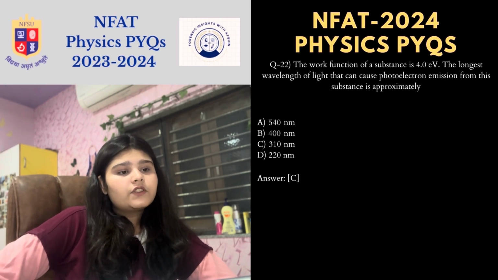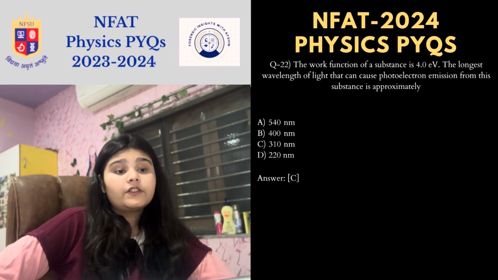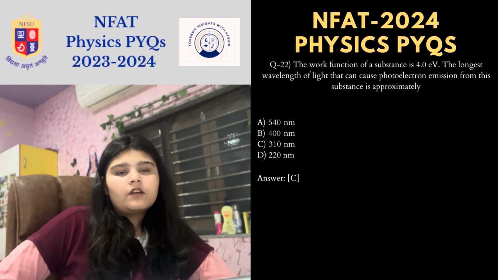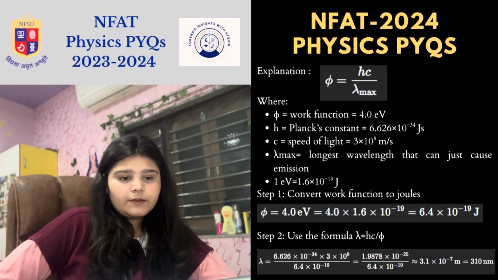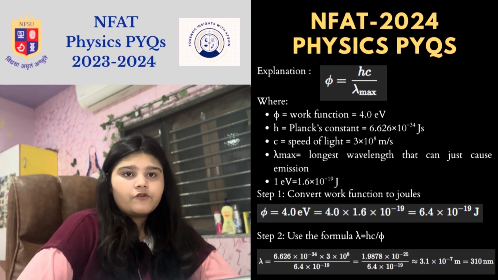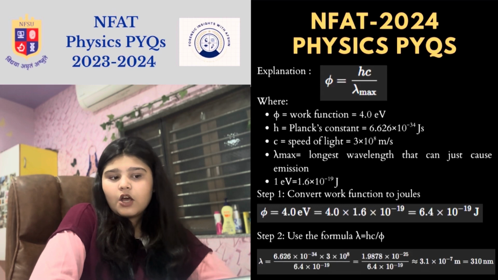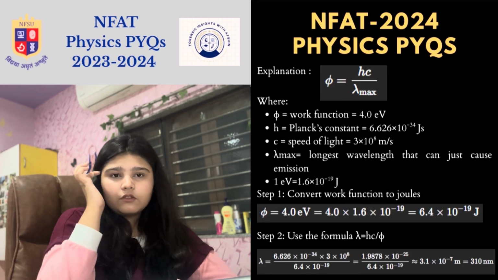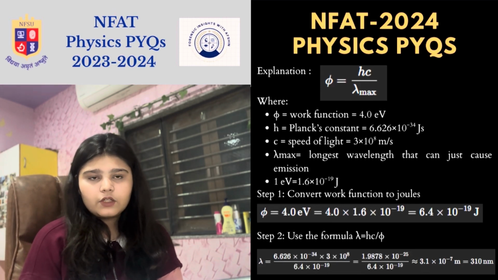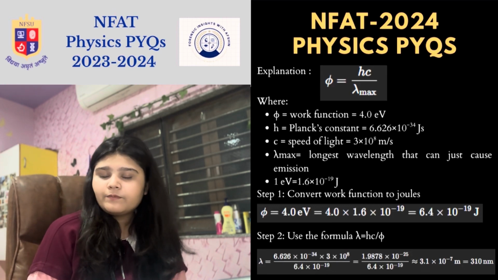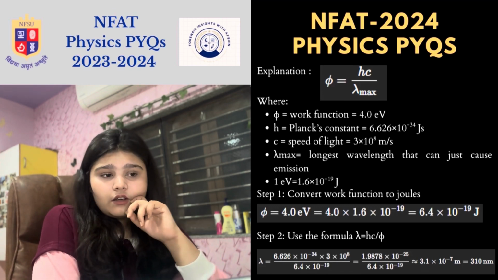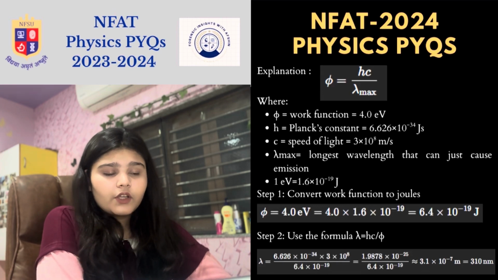Okay, next, the work function of a substance is 4 eV. The longest wavelength of light that can cause photoelectron emission from this substance is approximately what? So again, formula based question. We will keep the formula, then we will convert it into the joule, and then using formula lambda equals hc by phi we can get the answer, which is 310 nanometer. I have given the whole stepwise answer here, so you can check that out. But like मैंने जैसे बोला formula based है, तुमको अगर formulas याद है you can solve the numericals also easily. So make sure you learn formulas अच्छे से.